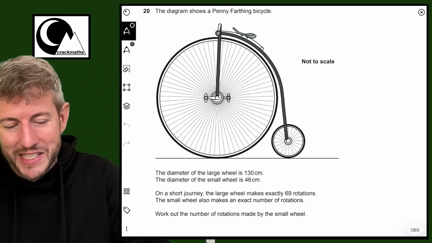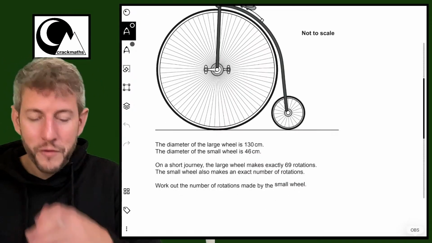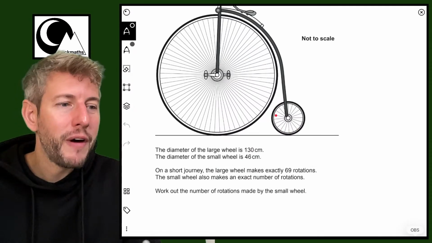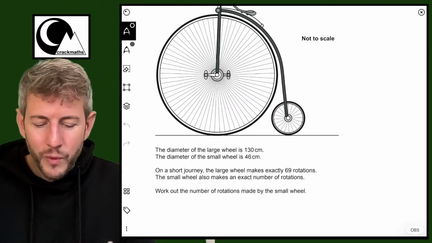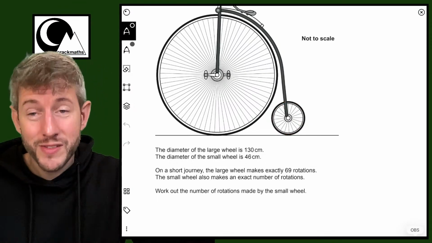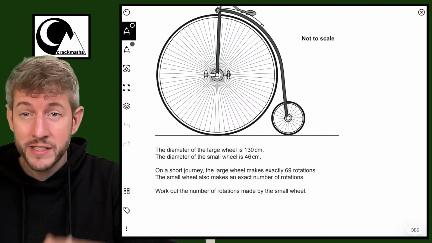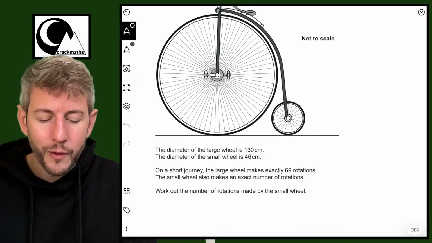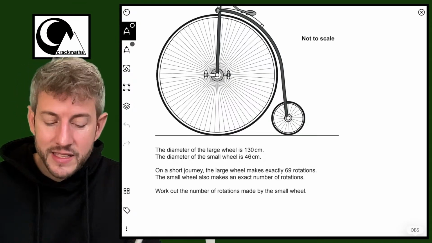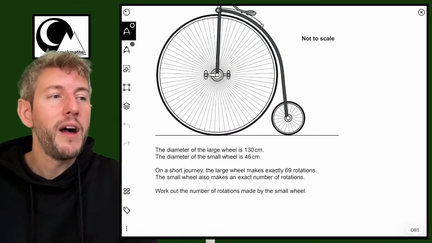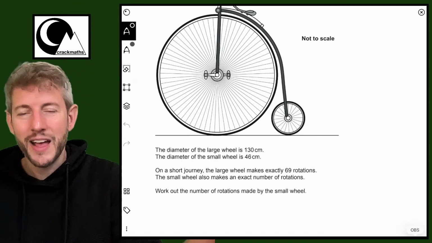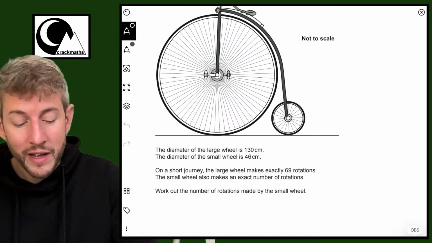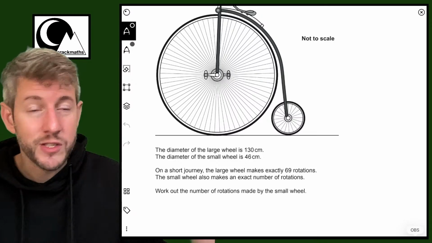Okay, right. So this is a circle question, really. First things first, we need to work out the circumference for both of these circles. Once we've got the circumference for both circles, we can then work out how far 69 rotations of the large wheel takes you, and then we can convert that into rotations for the smaller wheel.